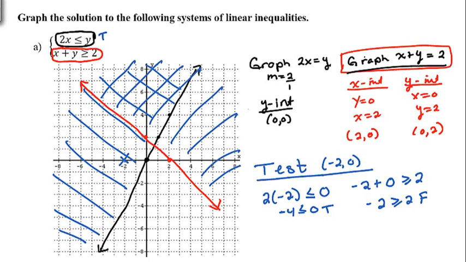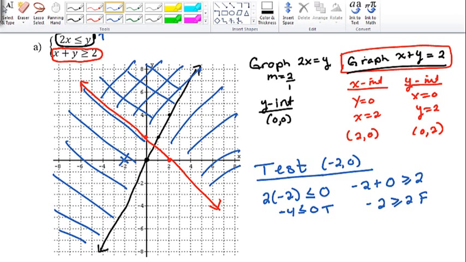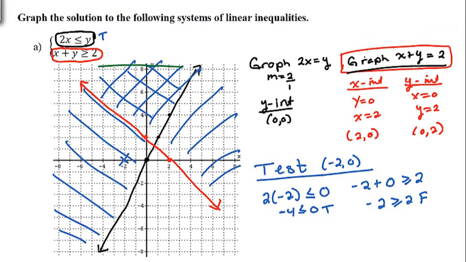And so the part that we shaded twice is our solution area. So I'll just go over that with green. This is the part that got shaded twice, and so that is our solution, that area in there.